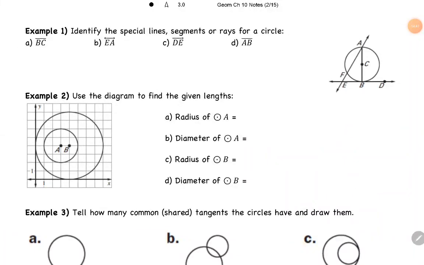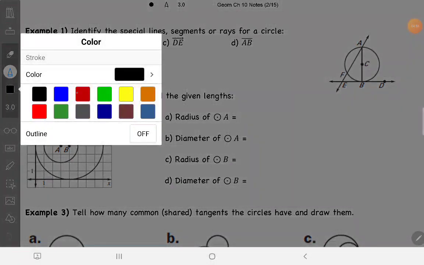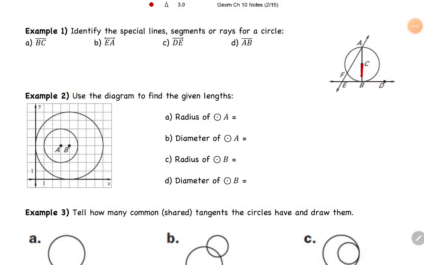Alright, let's do some examples. Identify the special lines, segments, or rays for a circle. Okay, so we're looking at the segment BC. That's going from the edge of the circle. Maybe we'll use colors. So this red line here, that's BC. So the segment BC is called the radius.